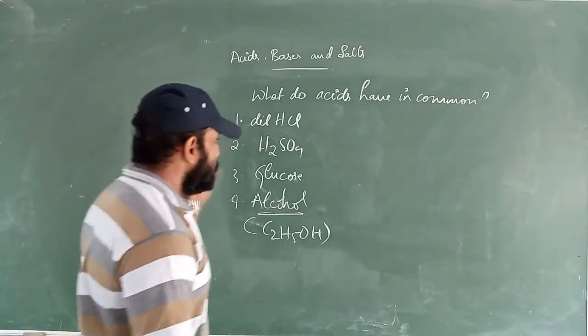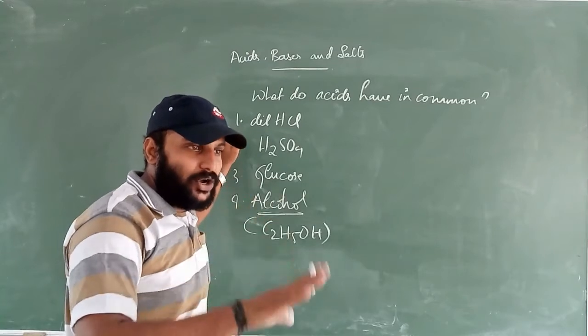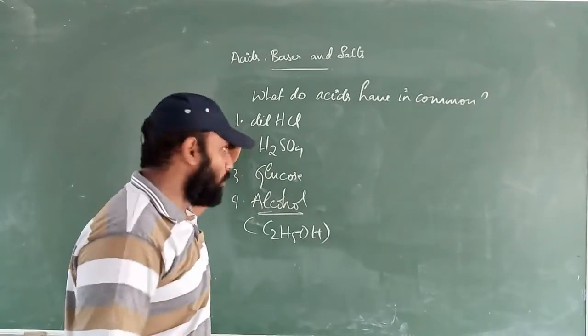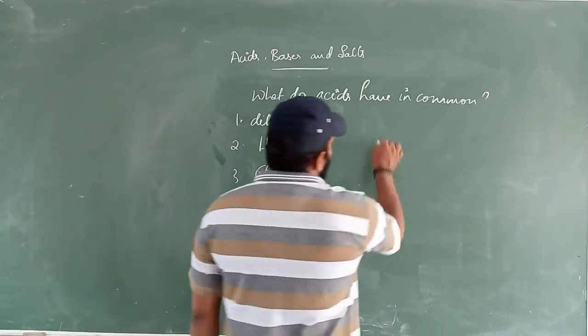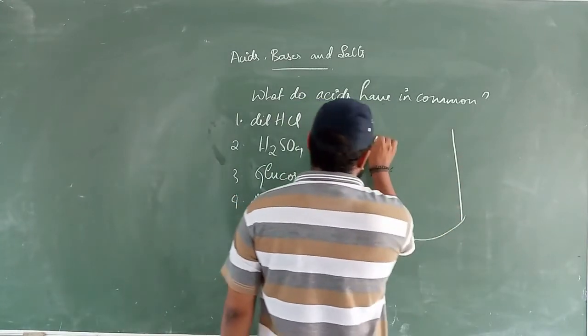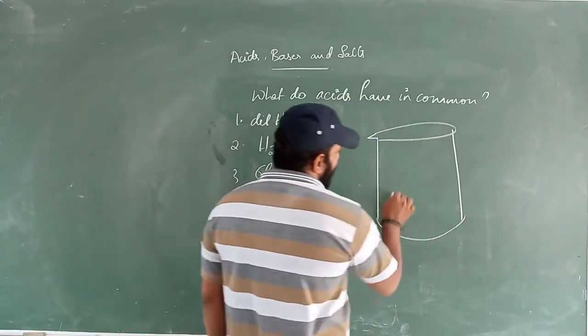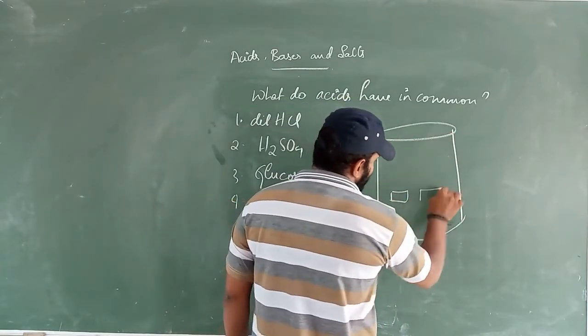Ethyl alcohol, or ethanol, or simply alcohol. So what is our aim? To verify whether compounds having hydrogen ions are acids or not. For that purpose, I will take one beaker, a 100 ml or 200 ml beaker. Now I will place two graphite rods.